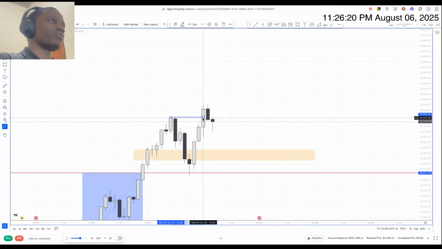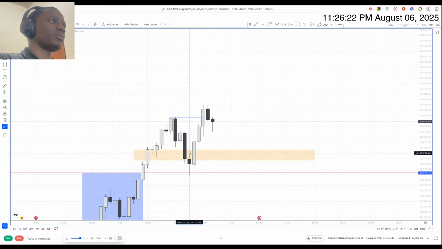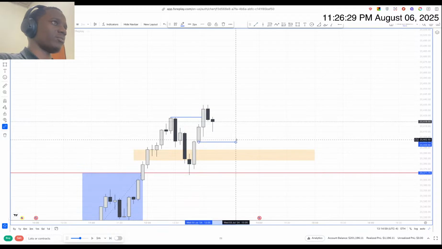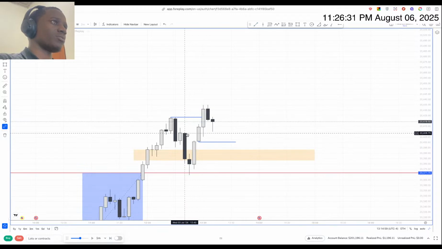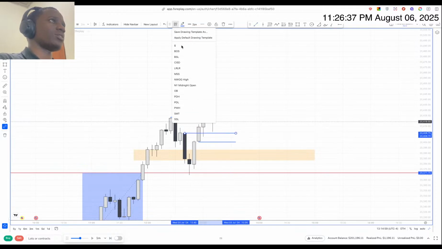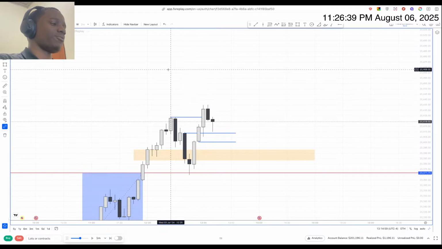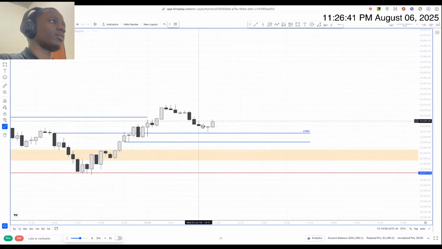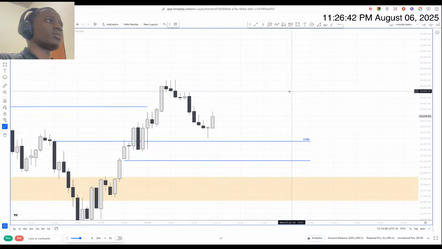So if we really want to find an entry, we would like to see it drop into this gap here or here. If it drops here, well and good, but it's also possible that it can touch here, and if it touches this line here, that will be a change in the state, which means it will be respecting the order block. So let's see what it really does.